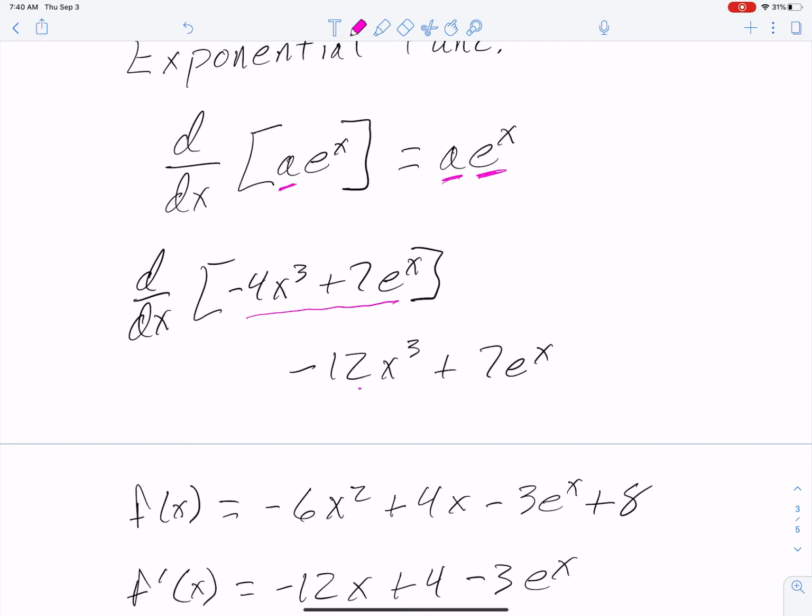I'll use my power rule, negative 4 times 3. Oh, I've made a mistake. Let me fix it. Negative 4 times 3, and then 3 minus 1. And then the derivative of 7e to the x is just 7e to the x all over again.